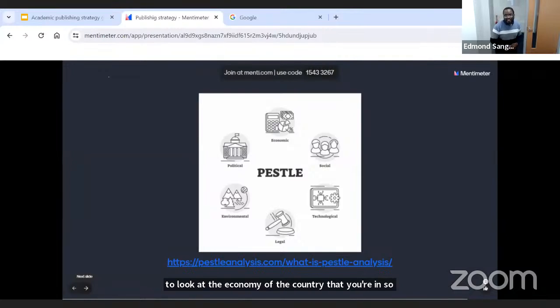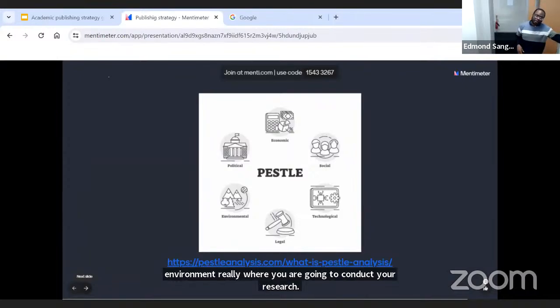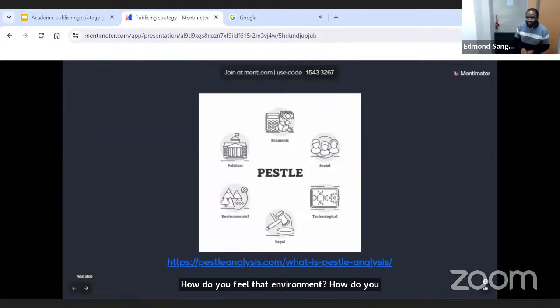Then the next thing is the environmental impact, really. When you're designing your research, do you think about the environment where you are going to conduct your research? How do you view that environment? How do you view the people who are actually living in those contexts, so that whatever strategy you're going to use, it's not going to be detrimental to the environment. It's not going to cause degradation to the environment. It's going to continue to respect the environment that you are working on.